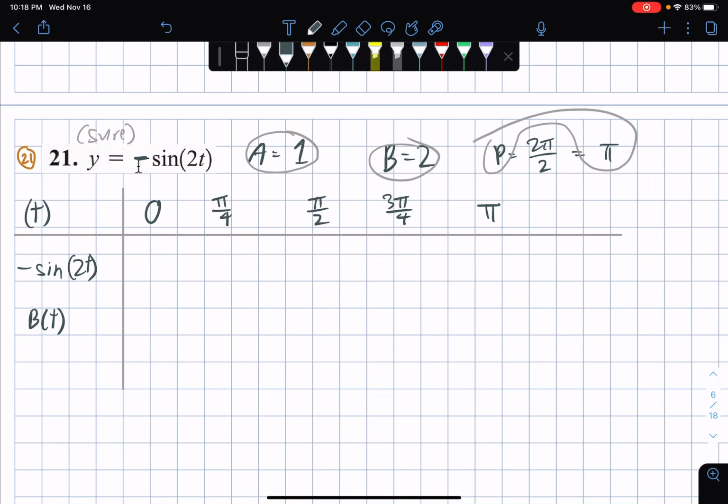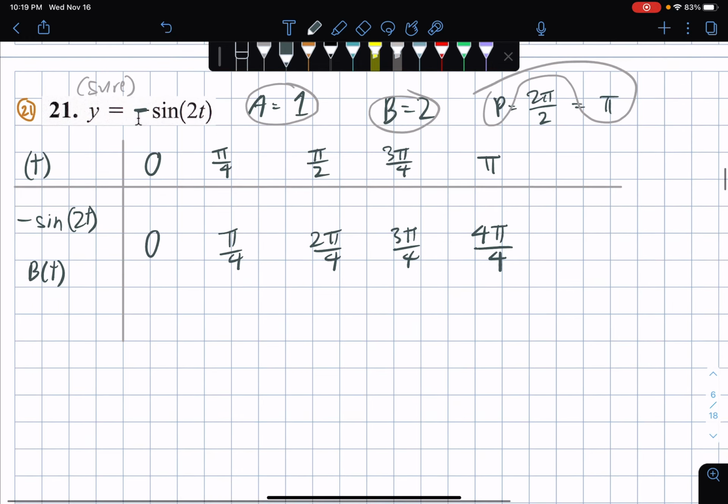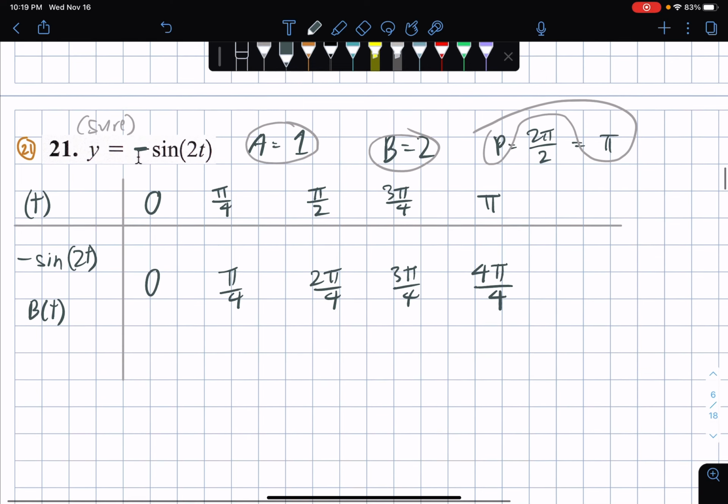Let's see. So from 0, pi over 4, 2 pi over 4. This is basically a non-simplified version of pi over 2. And 3 pi over 4. Let's see, assuming that they all have the same denominator. Okay. So I think that's one good assumption.